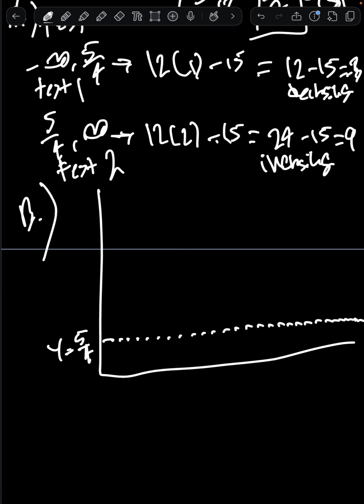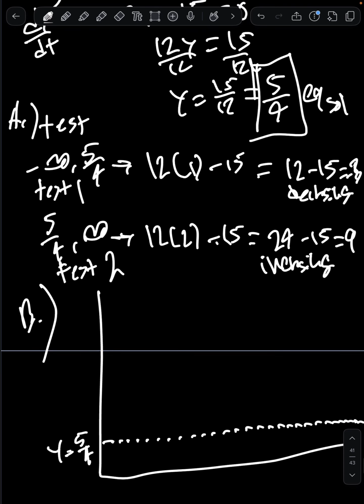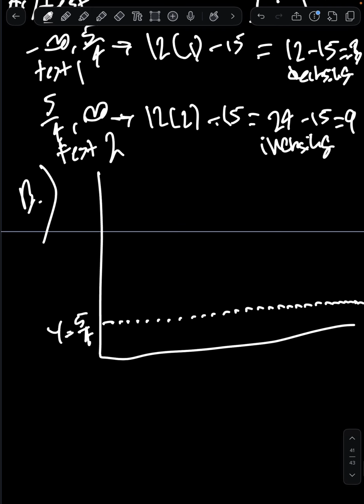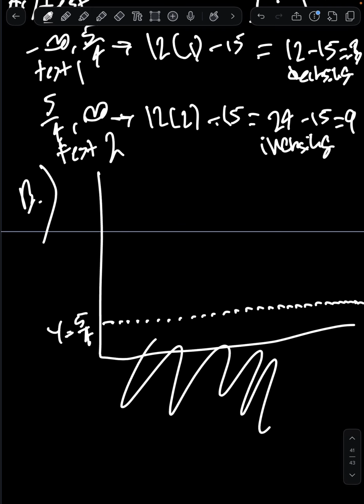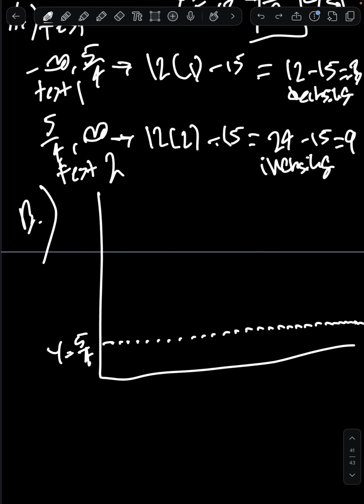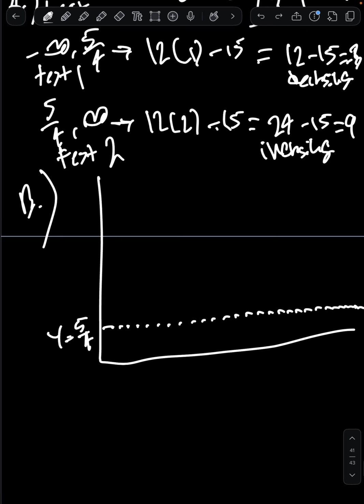So now what we need to do is look at our test. What's happening from negative infinity to 5/4, right? So what's happening all down here? Well, we found that the slope is decreasing. So that means that our function must have a decreasing slope below y equals 5/4. So we can just put our arrows down like this, right? Since our slope is decreasing. So that's generally what the section is going to look like.